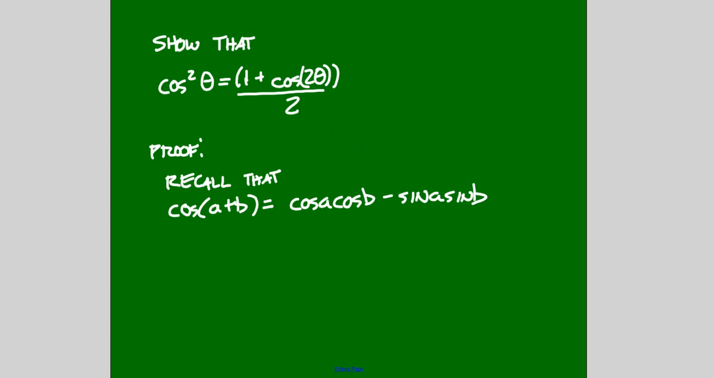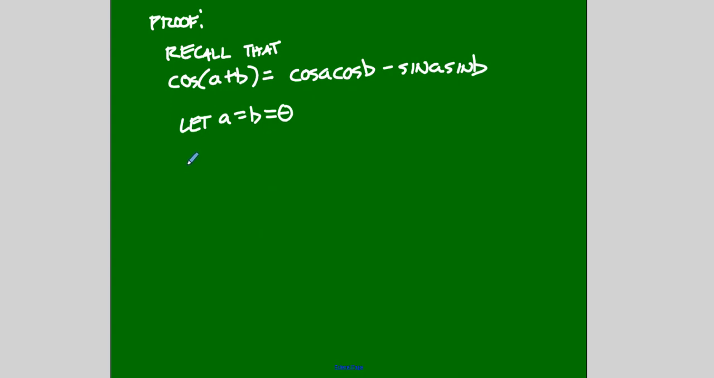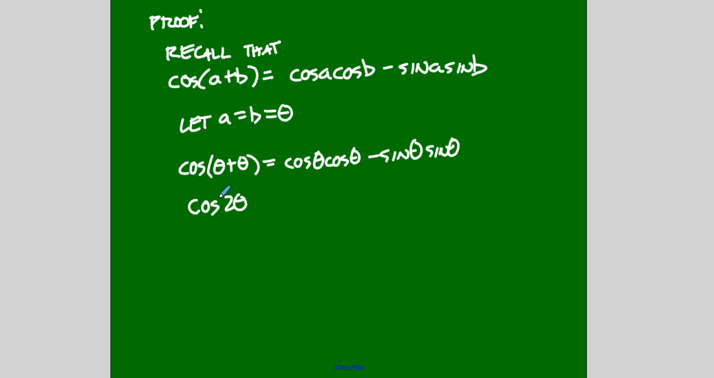What I'm going to do is let a equal b equal theta. So now I can make a substitution. That'll be cosine of theta plus theta equals cosine of theta times cosine of theta minus sine of theta times sine of theta, because I'm replacing a and b both with theta. Well, this is then cosine of 2 theta. That's going to equal cosine squared theta minus sine squared theta, which in and of itself could be a useful result.